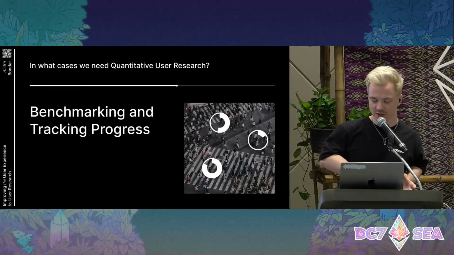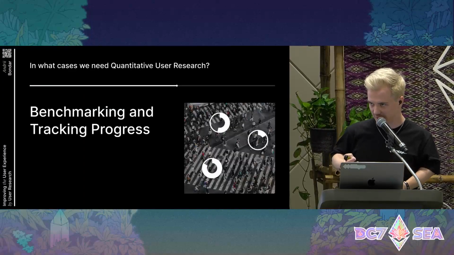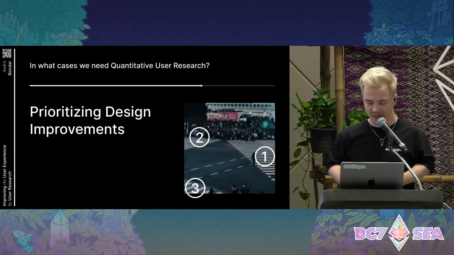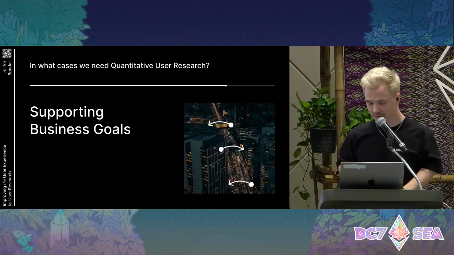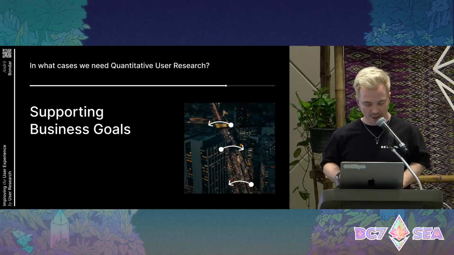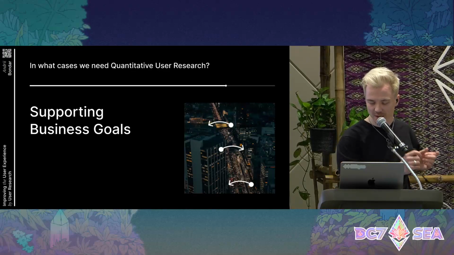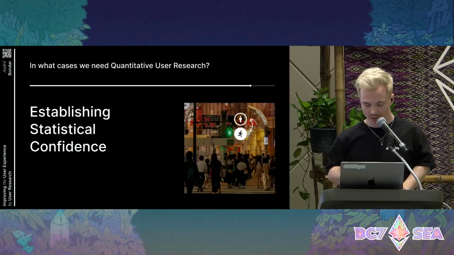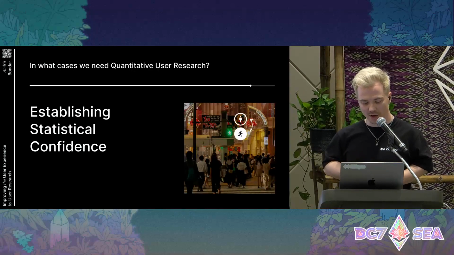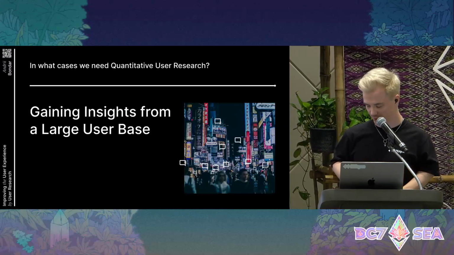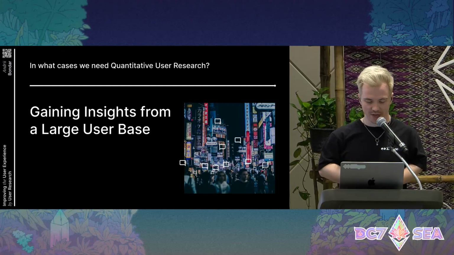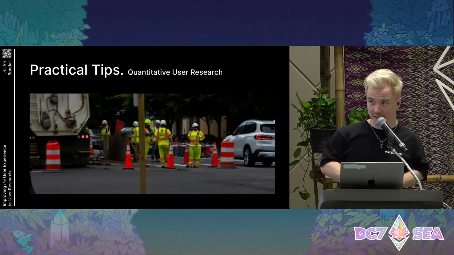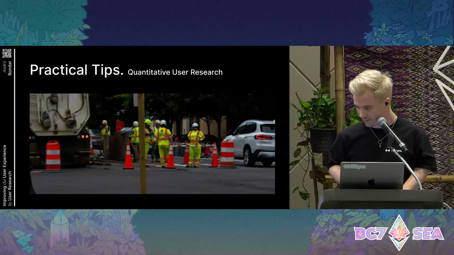To benchmark and track progress against KPIs and competitors. To prioritize design improvements by identifying issues that affect most users. To support business objectives by linking UX improvement to revenue and user engagement. And when statistical confidence is required for high-impact decisions, and when insights from a large representative database are needed. Now, the practical tips you can use in quantitative methods.